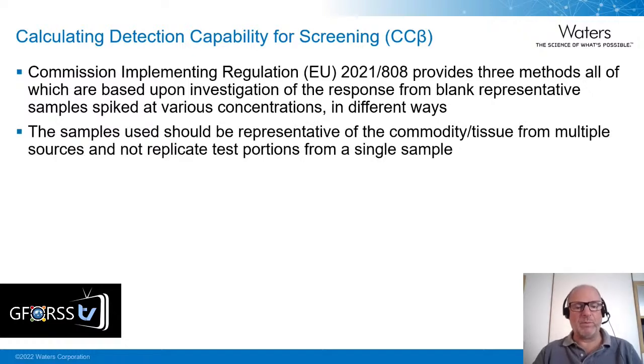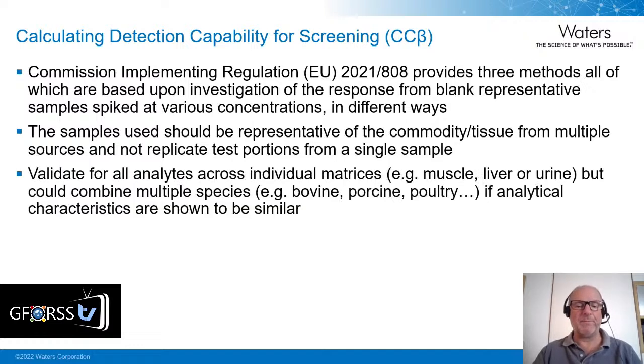First thing to note is the samples used should be representative of the commodity or tissue species from multiple sources. They should not be replicates from the same single sample. The idea behind this is to try to introduce as much natural variability as we can into the assessment.